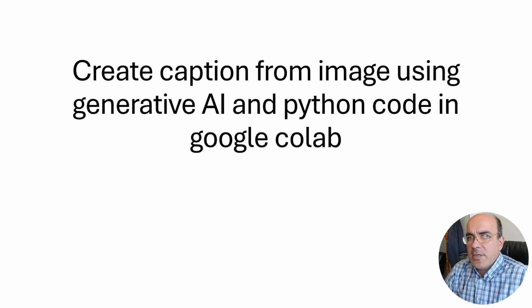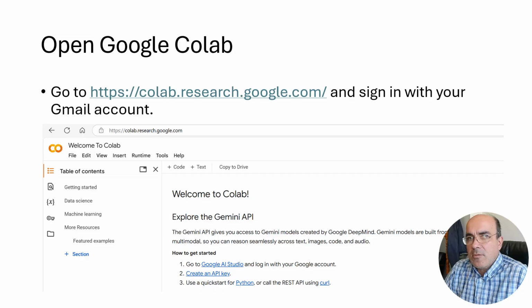In this presentation, we will explore how to generate captions from images using generative AI and Python code in Google Colab. To access Google Colab, go to colab.research.google.com and sign in using your Gmail account.